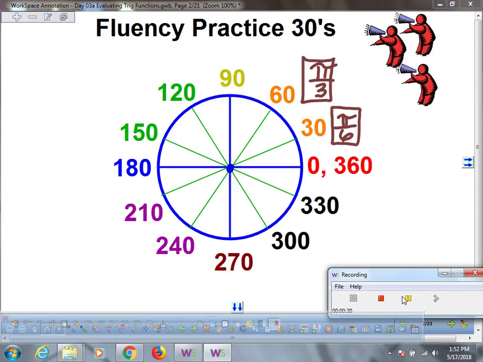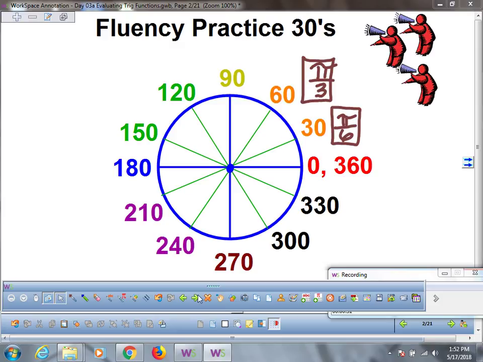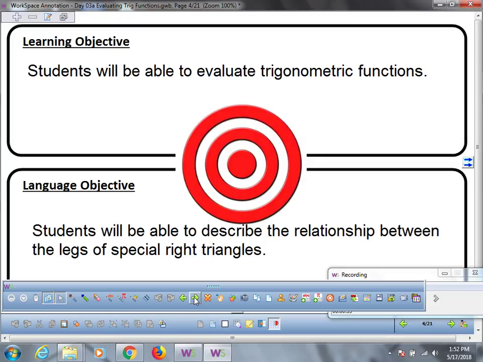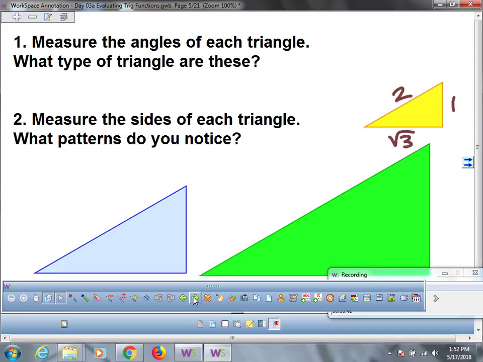3, 2, 1. All right, so let's look at the 45. So all you base with the 45 is easy, right? You just have to remember that it's pi over 4, all the way around. All right, so we're going to use all of that today.